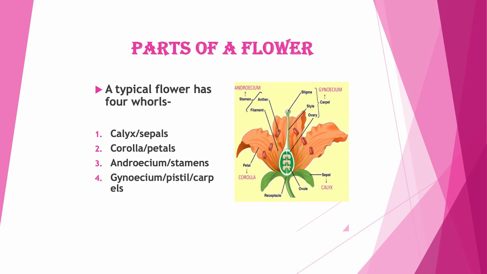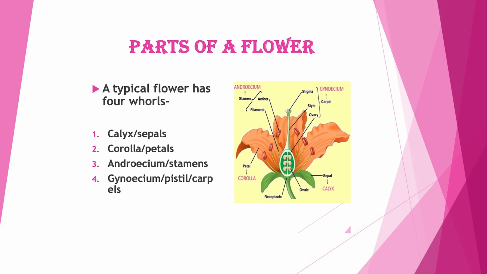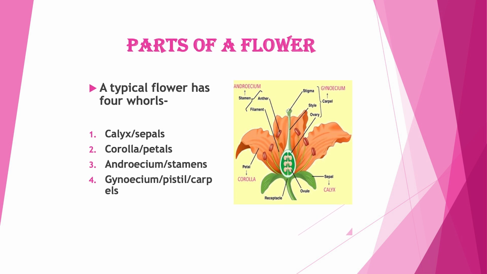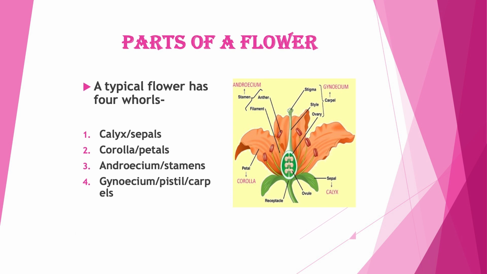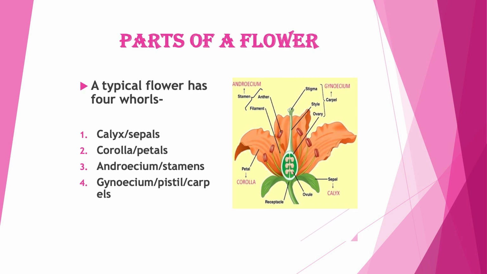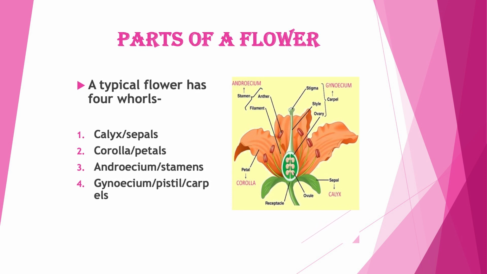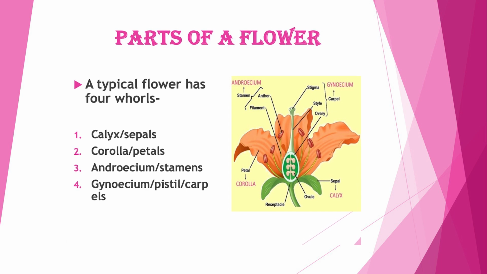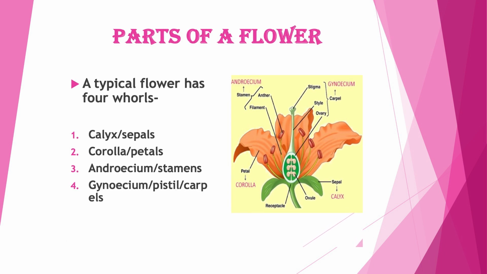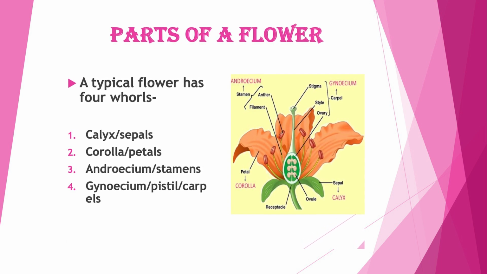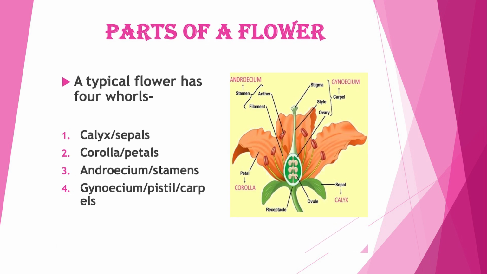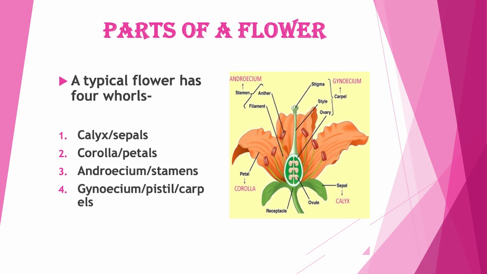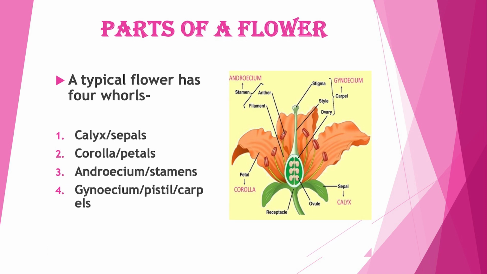Then, parts of a flower. A typical flower has four main whorls: calyx, which is outermost, which means all the sepals together; corolla, the group of all the petals; then androecium, which consists of the male part, also known as stamens; and finally the female part of the flower, which is gynoecium, which is constituted by all the carpels or pistils.